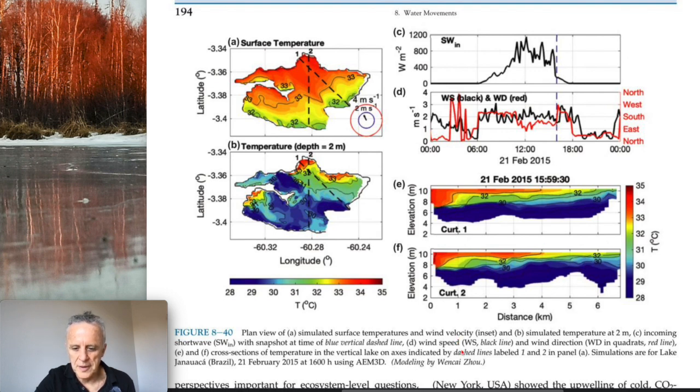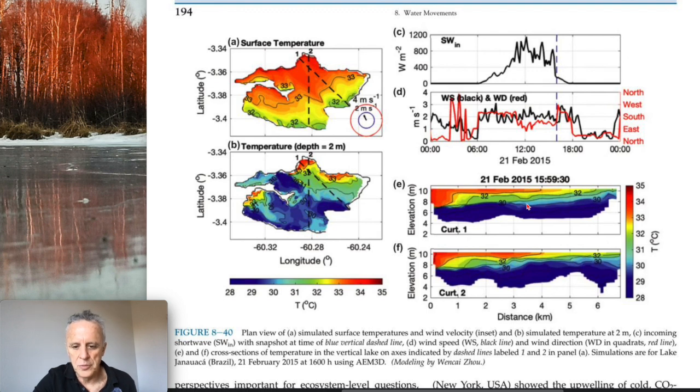D is the wind speed, WS in the black line, and wind direction. So you can see that the wind direction varies. It goes north and west and doesn't have a lot of east direction as far as I can tell here, a little bit of southern. And then in red, wind speed and wind direction. Okay, got it. So the wind speed increases. There's also a response of the wind speed to the presence of the sun. For example, at solar noon, we have pretty high wind speed.